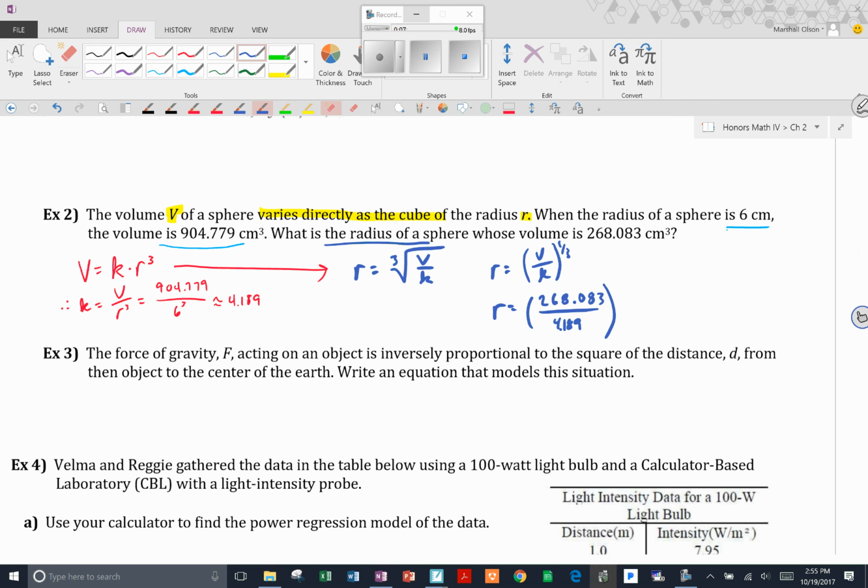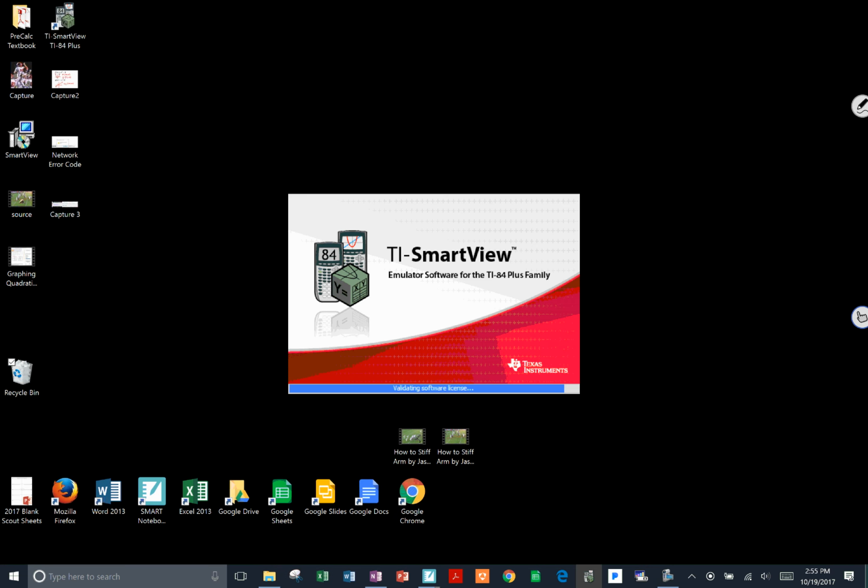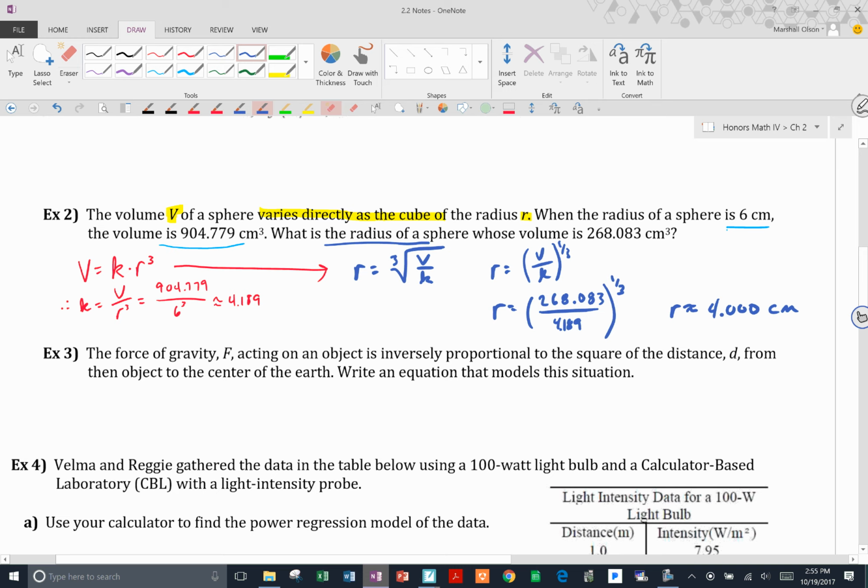When you take this then to the 1/3, you could type this all in at one time. When you take this to the 1/3, you're going to get almost exactly 4 centimeters. It's like 4.000, a couple more zeros, and then a 3. So we'll just say, rounding to the thousandth, 4.000 centimeters.